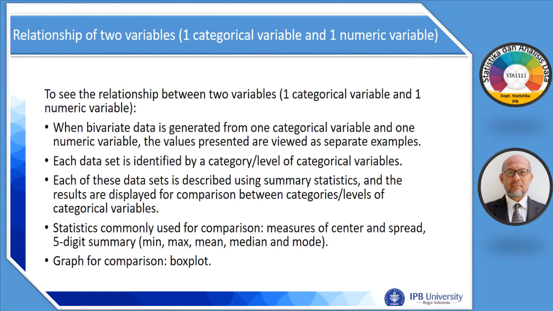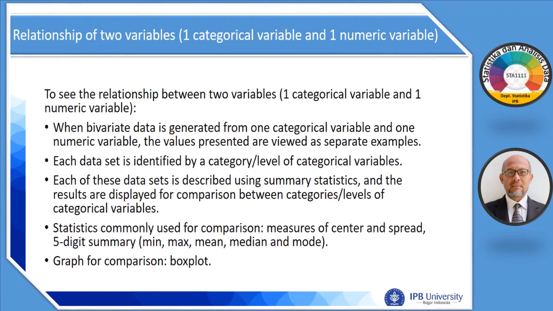Okay, after talking about the relationship between two categorical variables, now we are talking about the relationship between two variables in which one variable is categorical and the other variable is numeric. To see this relationship, we can understand the statements like this.